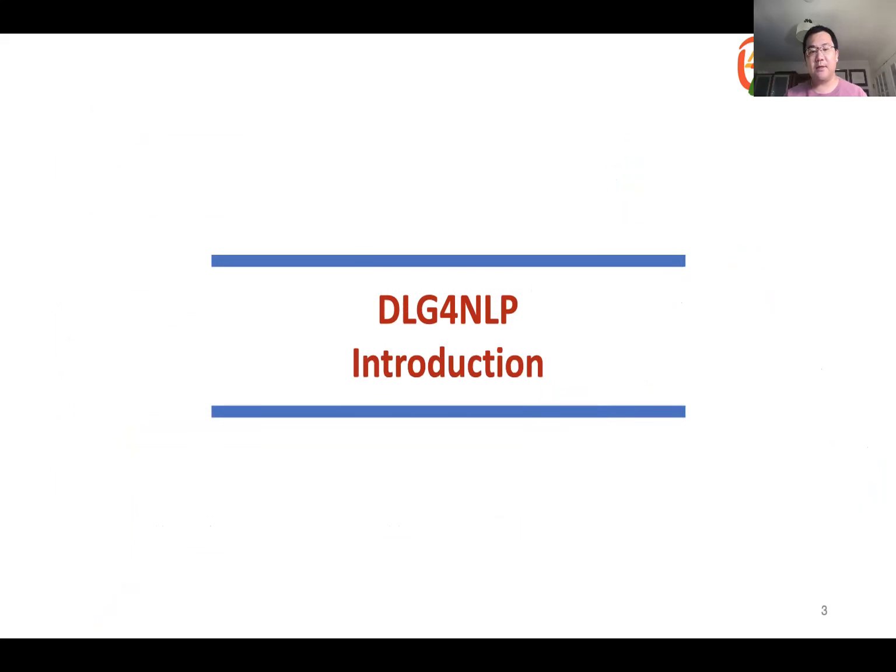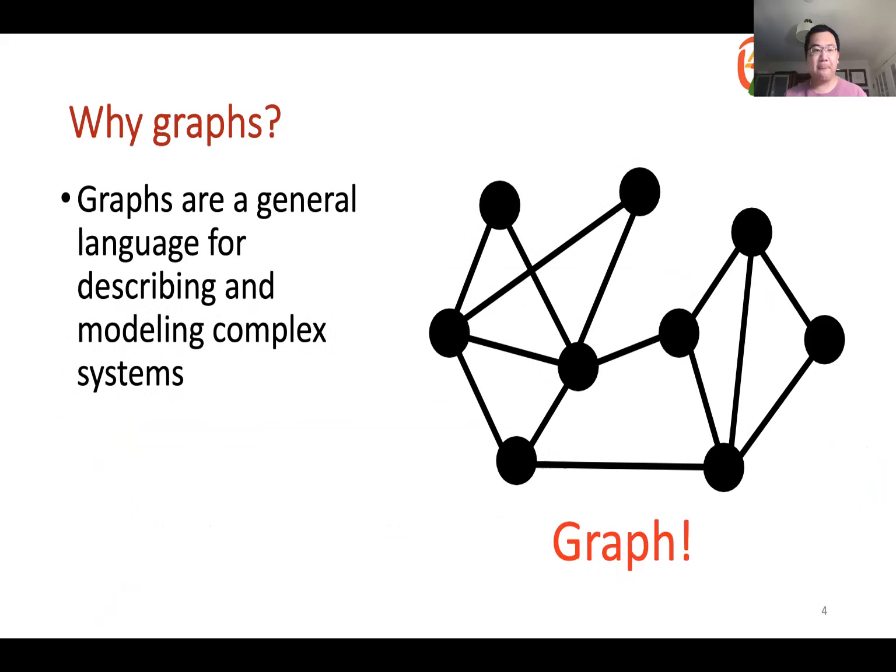Okay, the first part is the Graph for NLP introduction. We have been talking about graphs a lot. So why do we choose graphs? That's because a graph is really a generic language for describing and modeling a complex system. As shown on the right-hand side, a graph is actually a very simple data structure. It has a bunch of nodes that denote different kinds of objects. And the edge that connects 2 nodes can be thought of as a relationship between 2 graph nodes, or some kind of similarity between 2 graph nodes.